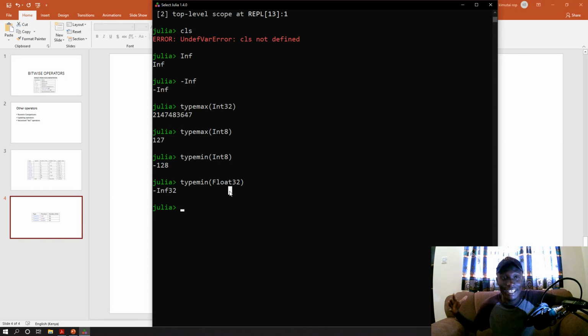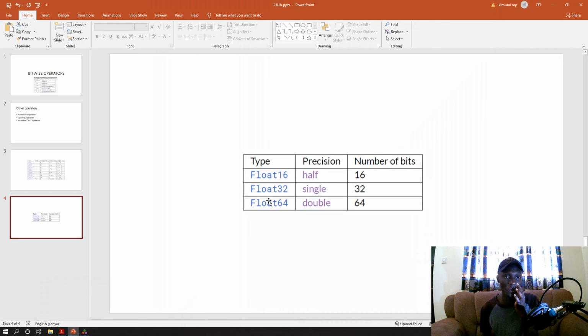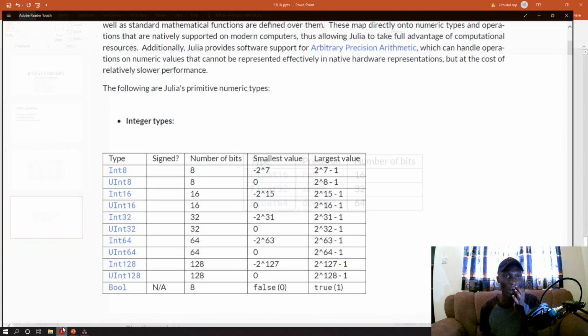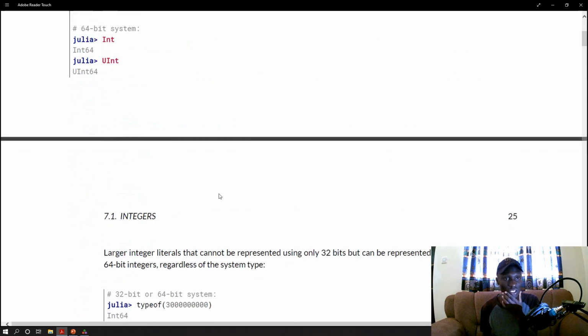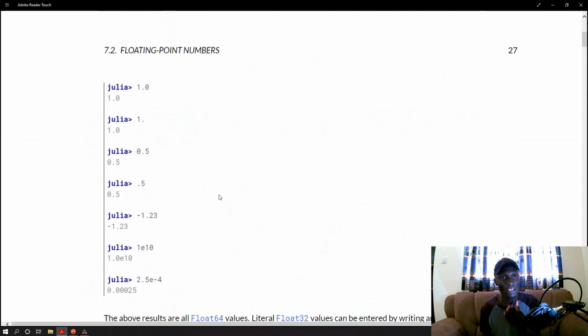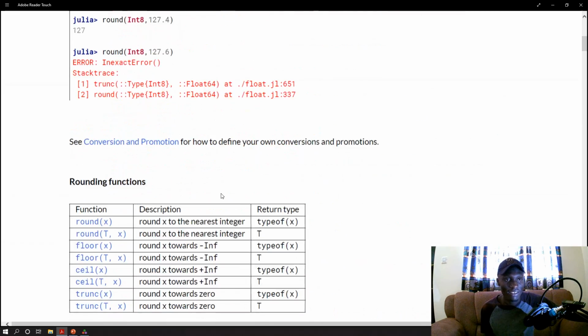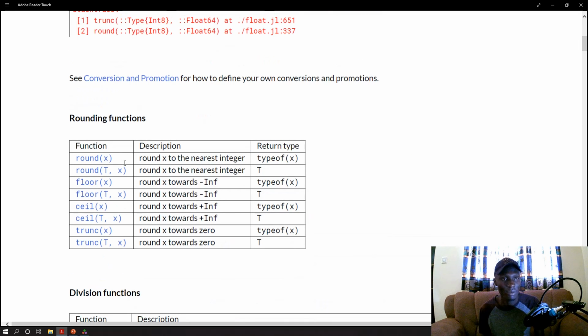So that is it, guys. That is about this video. However, we have lots and lots of functions in Julia, and that is what I'm going to take you through in the documentation. I'll leave the link to this documentation. So here are the numbers. Here are the functions for numbers in Julia.